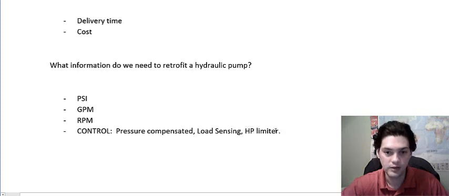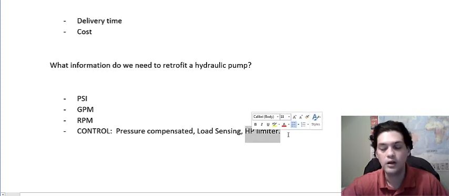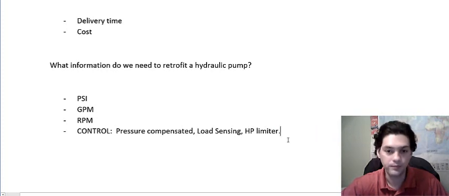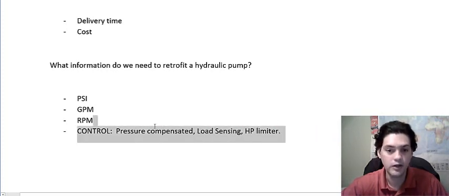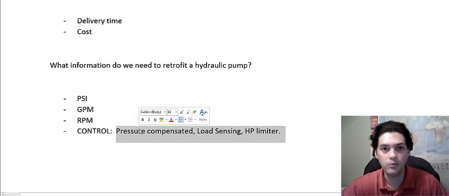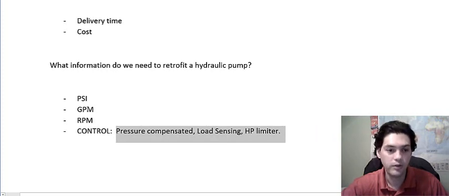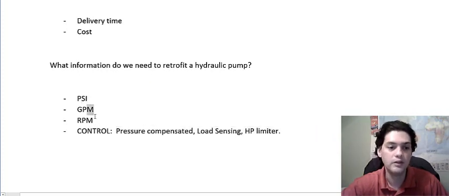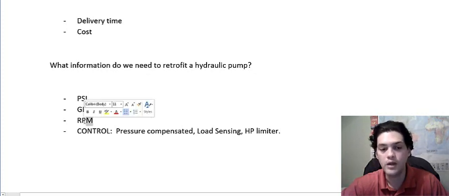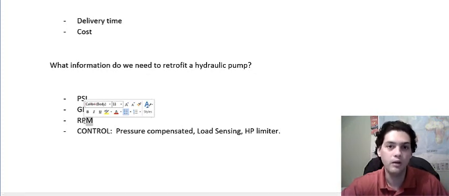So that is the horsepower limiter control, and basically those are the three types of controls that are more available, or I should say more common in the market. And once you know what type of control the pump has, what's the PSI, what's the GPM, and what's the RPM, once you have that information, then you have everything you need to size a pump, or any type of pump, to match the system requirements.